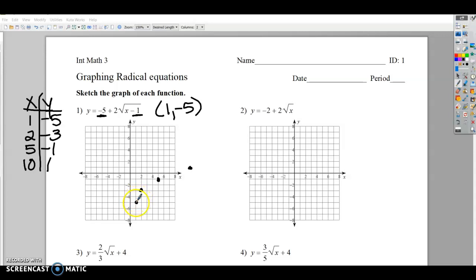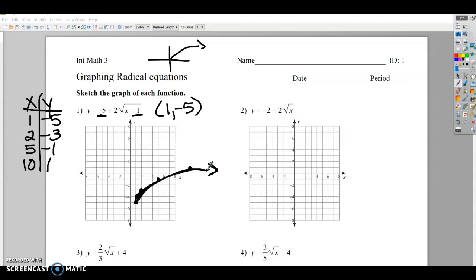All right, so I'm going to sketch this. Okay, so it should look like this, just shifted over. I'm not very good at drawing here on the computer. All right, so that's how you would sketch a graph using transformations, and this is a radical equation.